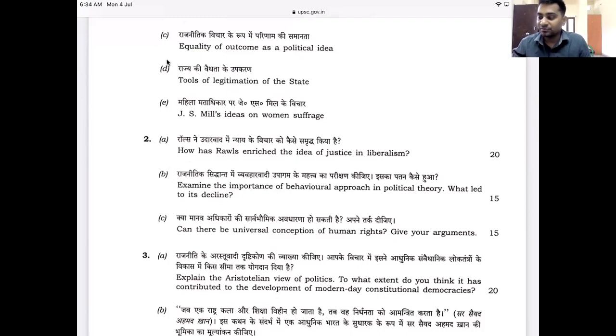So this is the first component of the syllabus. Question 2B is the first component: examine the importance of behavioral approach in political theory, what led to its decline. So what I said is, I am going to take one topic called political theory. In that, we have to take this question and write it under the so-called political theory subject. So there is one question which was asked under one topic. This is for 15 marks.